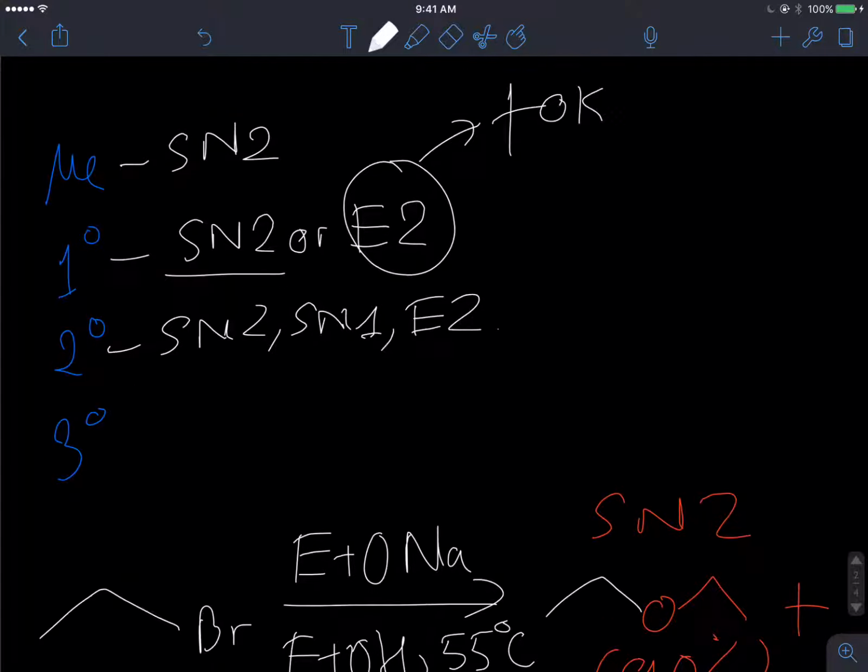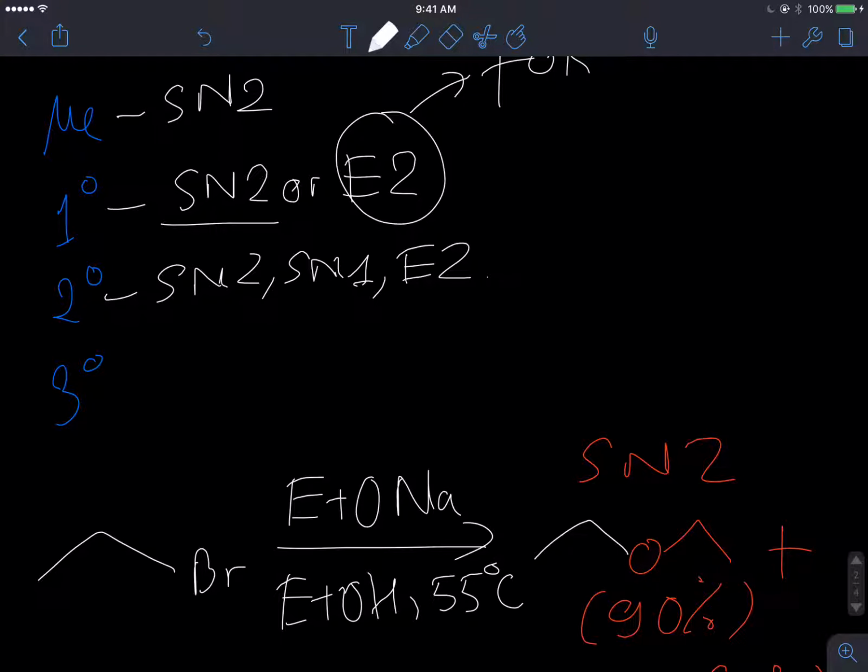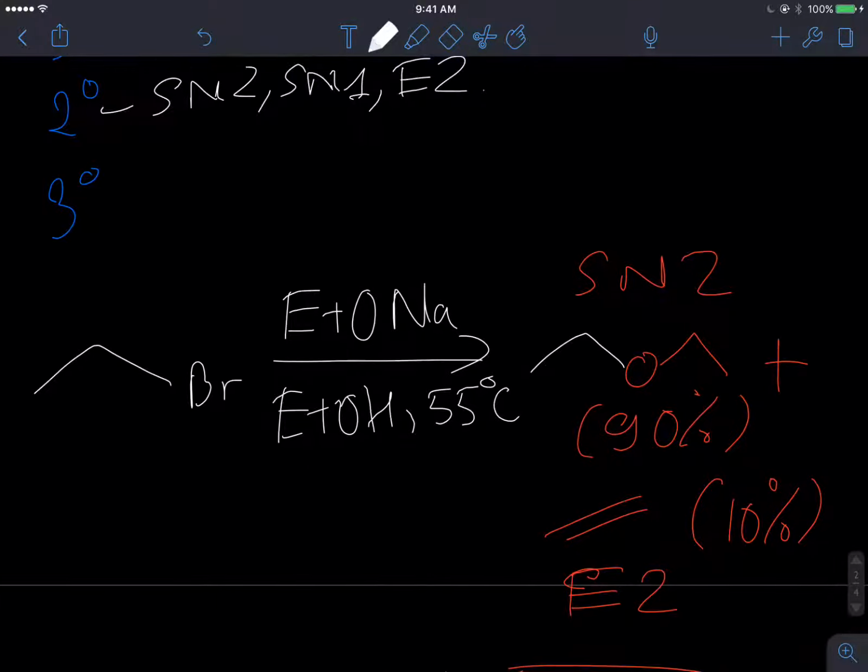Okay, come back to the secondary substrate. You will have SN2 or SN1 or E2 occur. It depends on the solvent and the nucleophile. Okay, again with the secondary halide, a strong base favors elimination reaction, because the steric hindrance in the substrate makes the substitution more difficult. It also depends on the nucleophile.